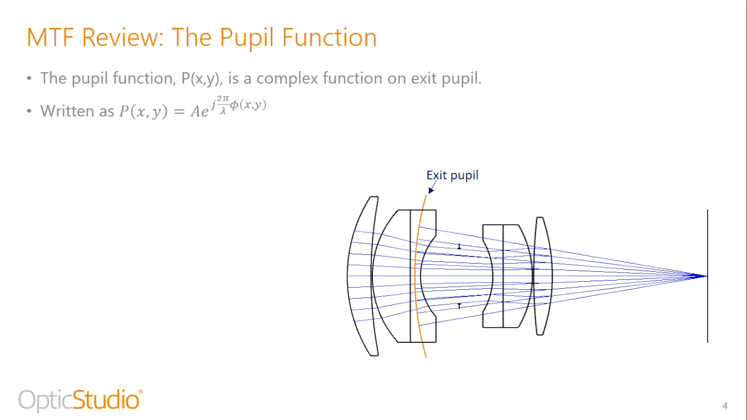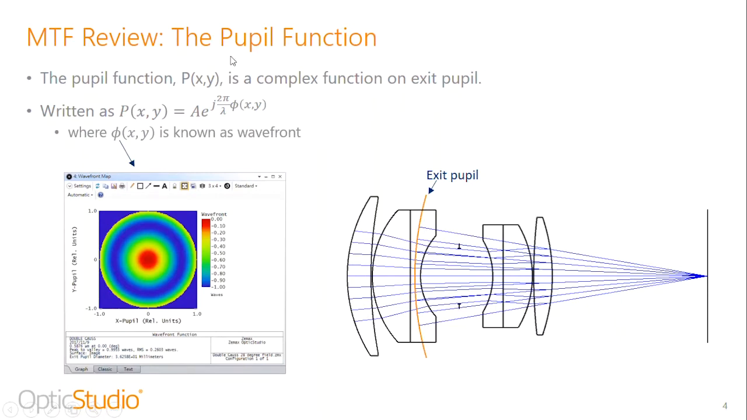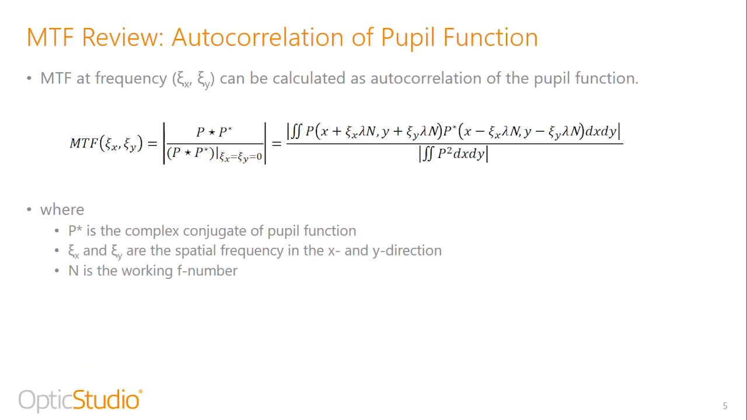Before we start explaining the contrast loss, let me first have a quick review about how MTF can be calculated by autocorrelation of the pupil function. First, pupil function is a complex function on exit pupil, which can be determined by tracing rays from the object to the image, and then tracing back to exit pupil, as you can see on the slides. And the first part of the exponential is known as the wavefront. Now we have a definition of the pupil function.